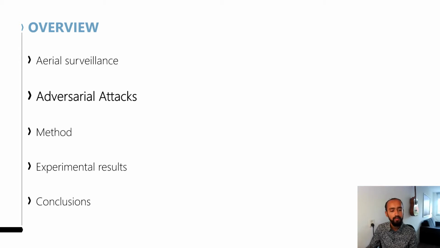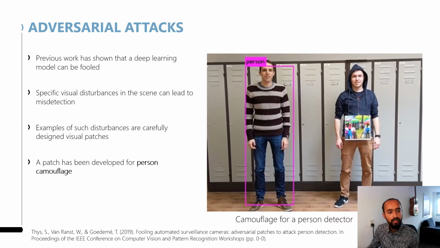So far, I've explained the aerial use case and the increasing use of automatic analysis on drone footage. Further, I'm going to give a bit of a background about adversarial attacks. Previous research has shown that the deep learning model can be fooled. On the right, you can see an example of how a person's detector is fooled. So the person on the right is holding a carefully designed visual patch. And because of this patch, this person is effectively camouflaged from the person's detector model.